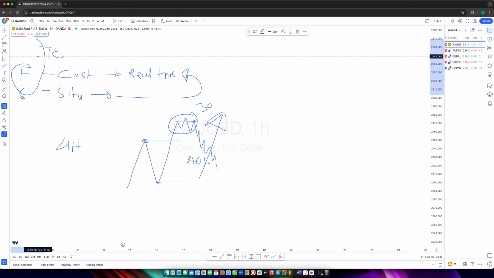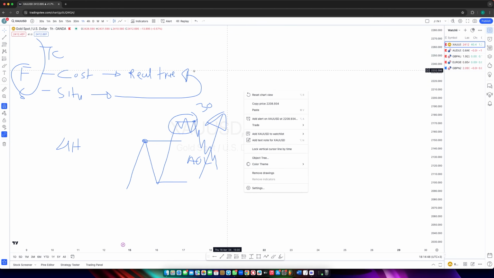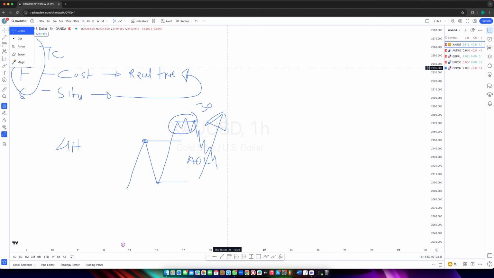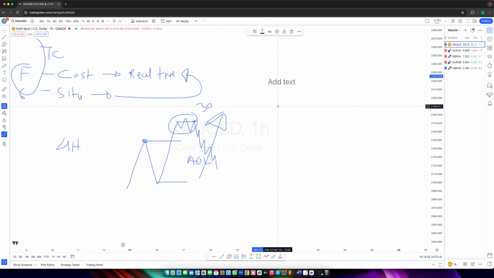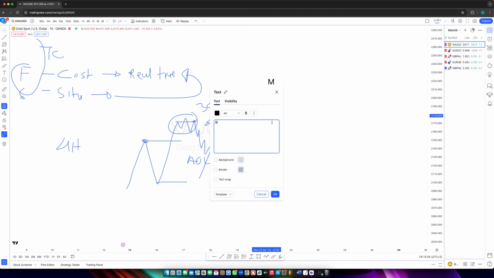So after saying that, let's look at the constant time frame and the situational time frame. When we talk about constant time frames, we have only two. The first one is the monthly time frame, and the second one is the weekly time frame.